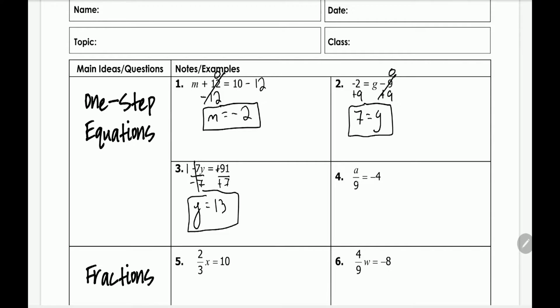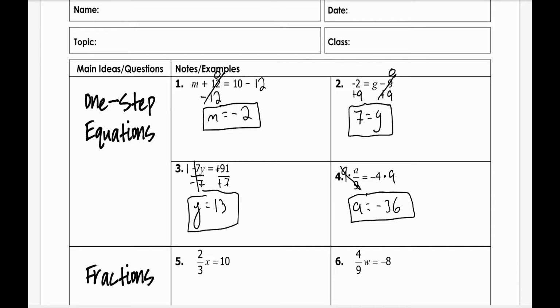We have a divided by 9 is equal to negative 4. So basically, what divided by 9 is equal to negative 4? Well, we can figure that out by getting rid of the division by 9. And since we're dividing by 9, we can do the opposite. So we're going to multiply by 9. Whatever we do on one side, we have to do on the other. All right? 9 times a over 9, well, those 9's cancel, leaving us with just a is equal to negative 4 times 9 gives us negative 36. And that's our answer for number 4. A is equal to negative 36.